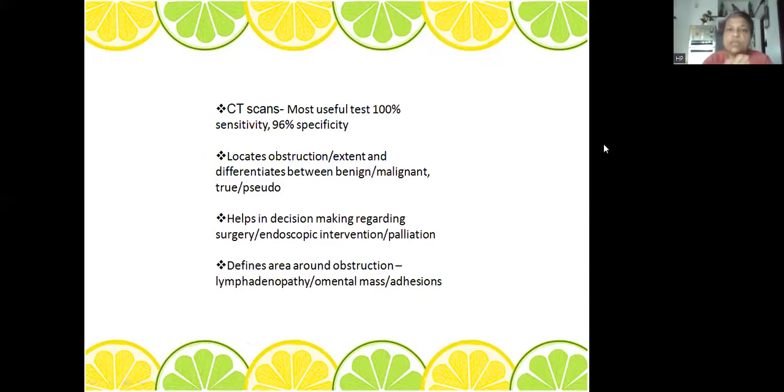CT scans are very useful. It is the most useful test, almost 100% of the time positive and reliable. CT also can be done because it locates where the obstruction is and helps us in decision making about further management. Accordingly, we can take decisions, and it defines the area around the obstruction. Wherever the obstruction has happened, we will come to know why it has happened, what the cause of that obstruction is.